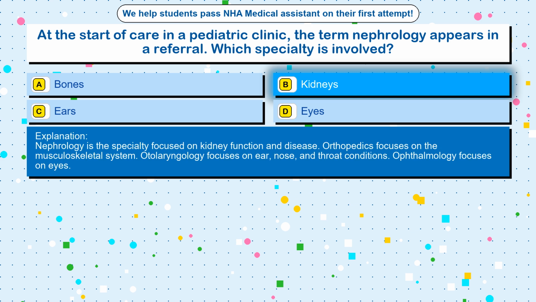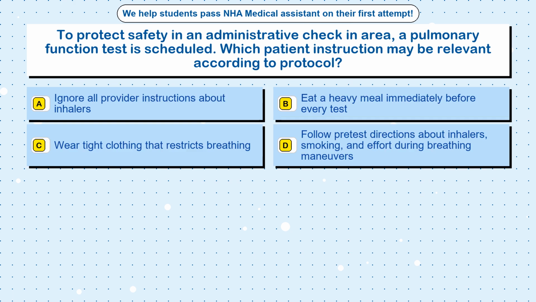Nephrology is the specialty focused on kidney function and disease. Orthopedics focuses on the musculoskeletal system. Otolaryngology focuses on ear, nose, and throat conditions. Ophthalmology focuses on eyes.